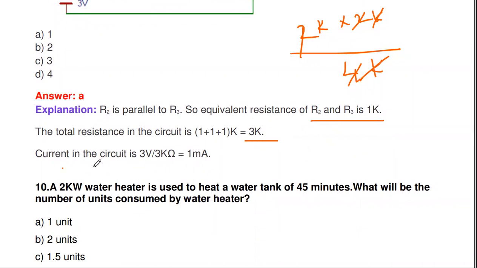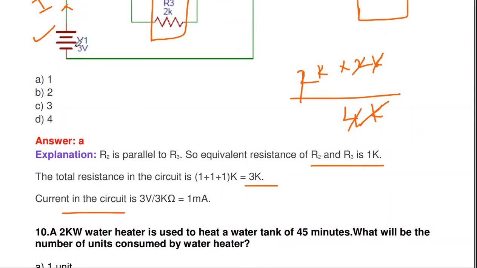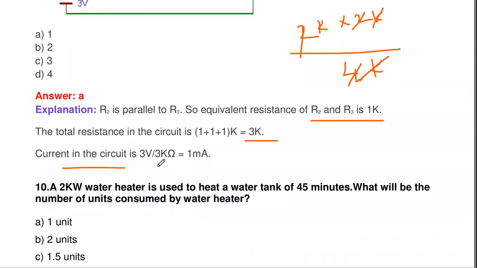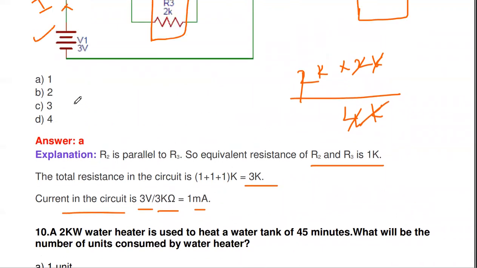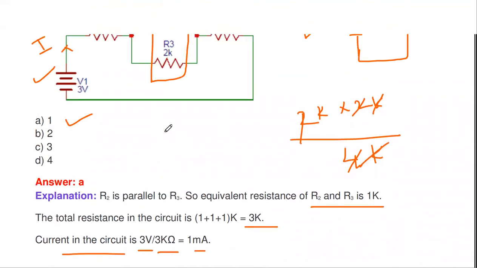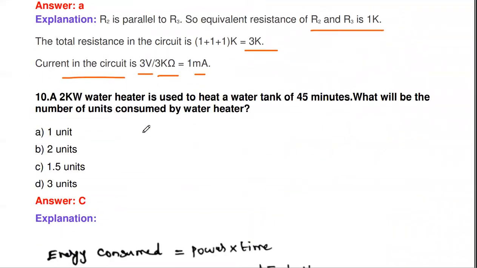So the current I is equal to, what is the total voltage? 3 volt. What is the total resistance? 3 kilo ohm. So 3 divided by 3 kilo ohm is 1 into 10 to the power minus 3. So the 10 to the power minus 3 is called milliamps. So 1 milliamp is the answer. Okay, so 1 milliamp is the answer for this question.